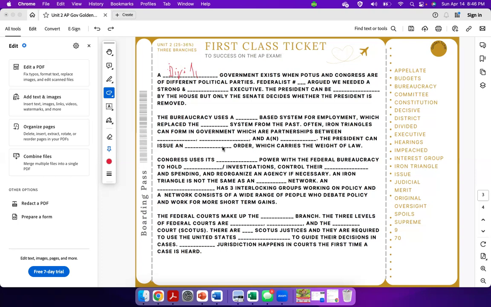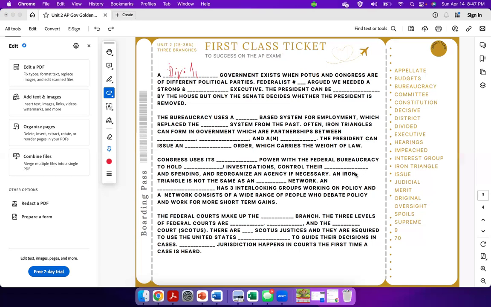Okay. So we call that an executive order, which has the same effect as a law, but it's technically not because it wasn't passed by Congress. Congress does not really like that executive order power. Congress uses what's called its oversight power within the federal bureaucracy to hold hearings and investigations, and control their budgets and spending.